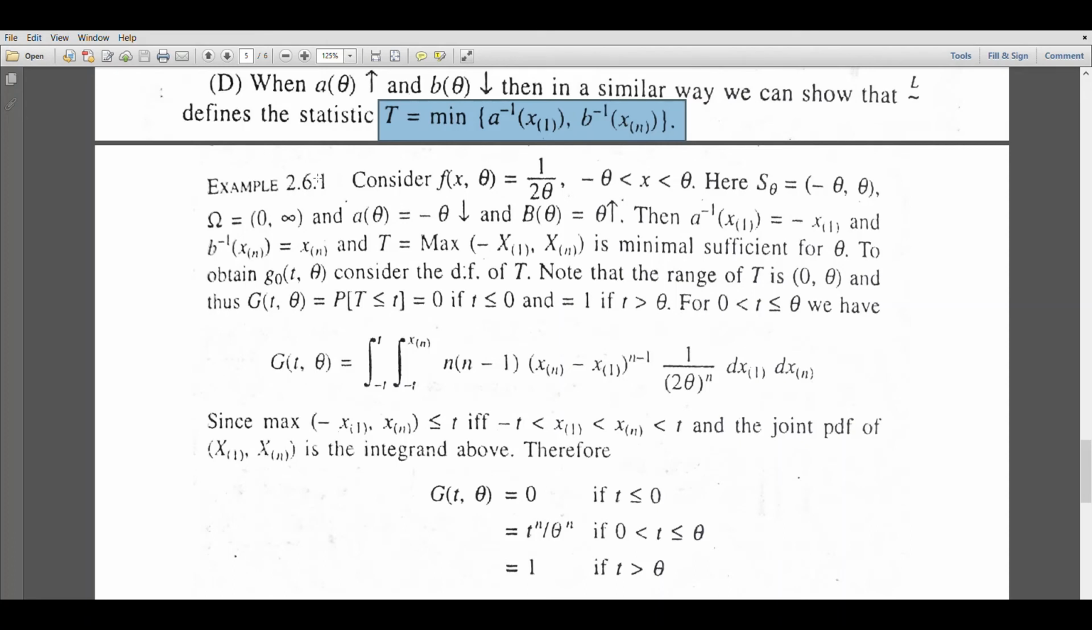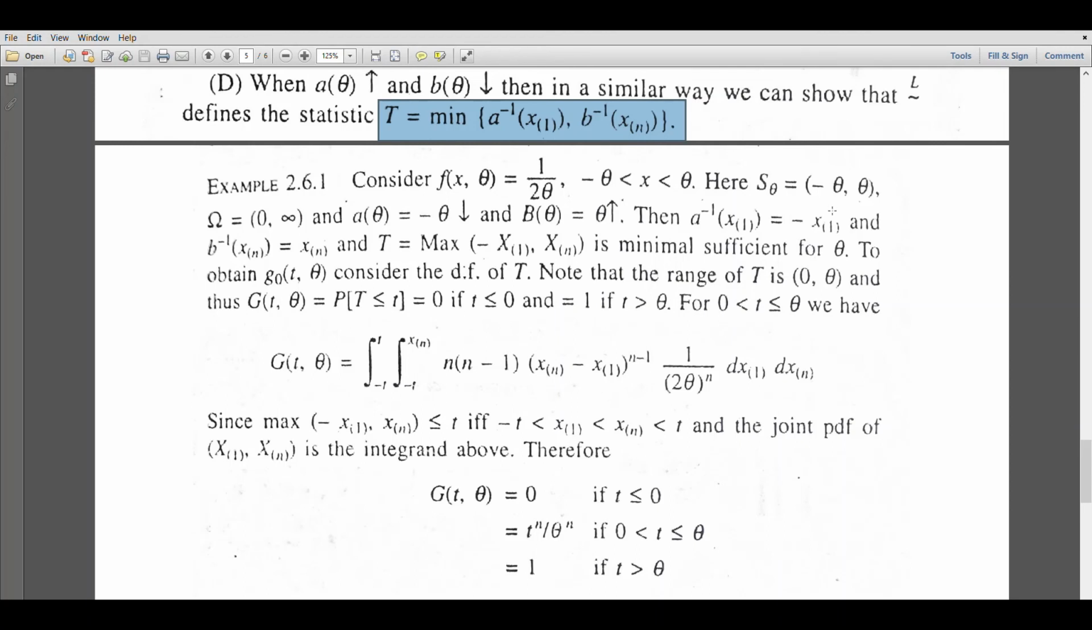Consider this example 2.6.1, where the density function is f of x comma theta equal to 1 by 2 theta, minus theta less than x less than theta, and the support S theta is equal to minus theta comma theta. So it depends on theta, and as theta increases, the lower limit a of theta decreases and b of theta increases.